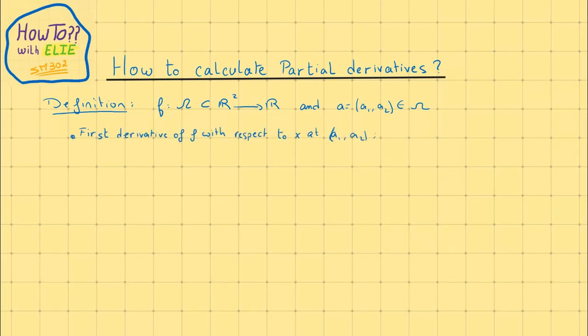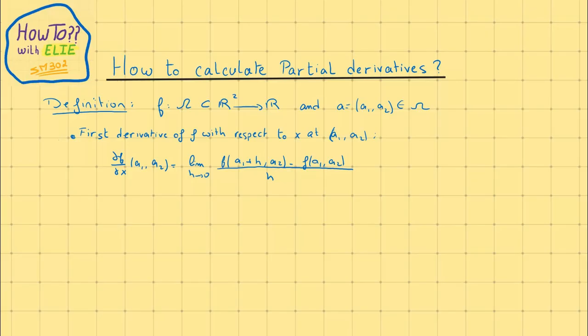Now, the first derivative of f with respect to x at the point (a1, a2) is defined as being the rate of change of the function f in the direction x. So the definition will be similar to the definition in the one variable case. It's the limit when h goes to 0 of f of (a1 + h, a2) minus f of (a1, a2) over h.